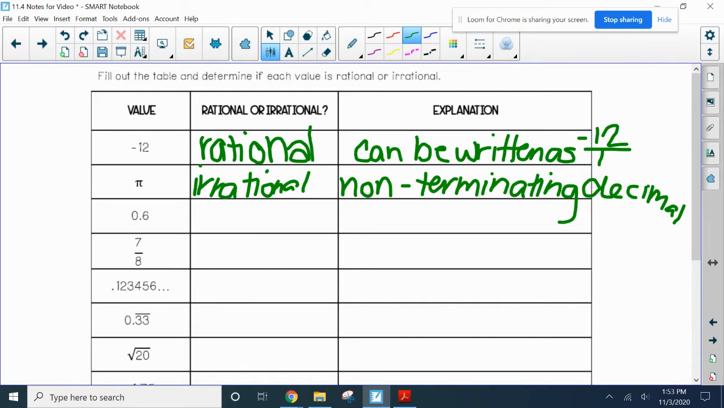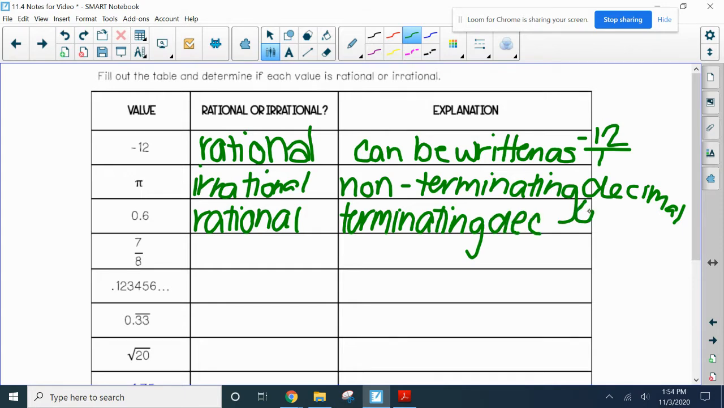All right, so 0.6, is that rational or irrational? Why? Well, that's exactly right. It's rational. If you said rational, you're right. Did you say why? Because you can say that it's a terminating decimal, because we know those are rational. One of our reasons is that it's a terminating decimal. Or you could even say that it can be written as a fraction, because if I read it, that's 6/10. So 6 over 10, or 2/5 if we were to go ahead and simplify it.